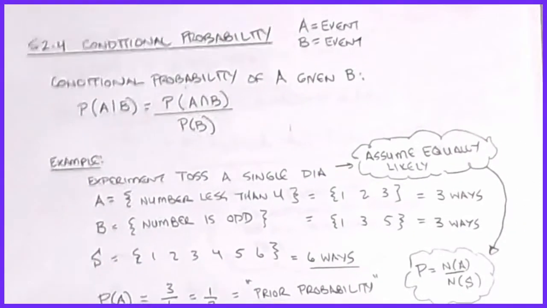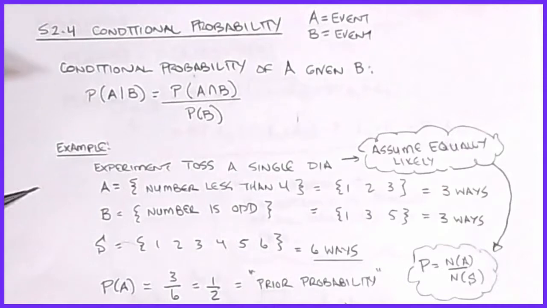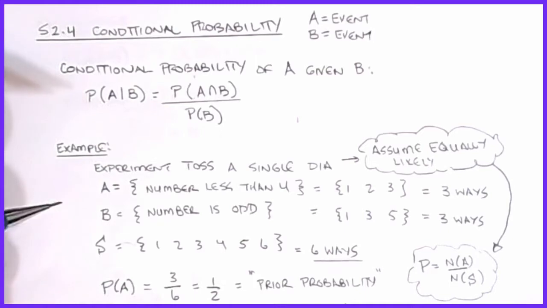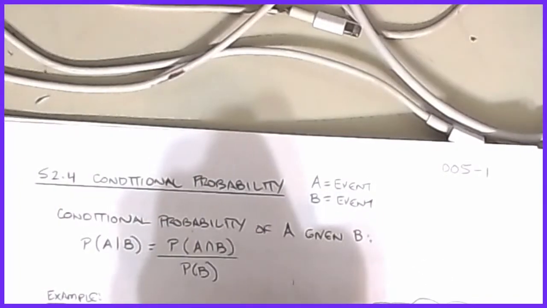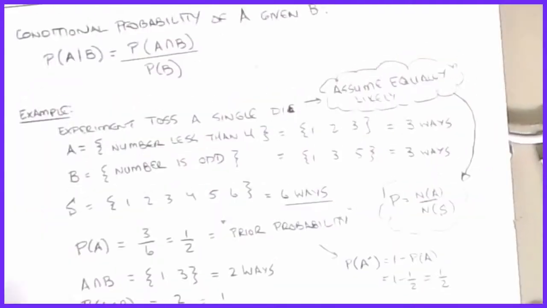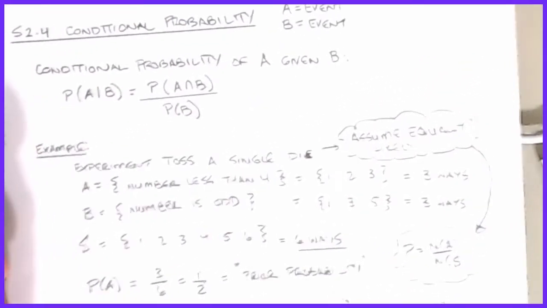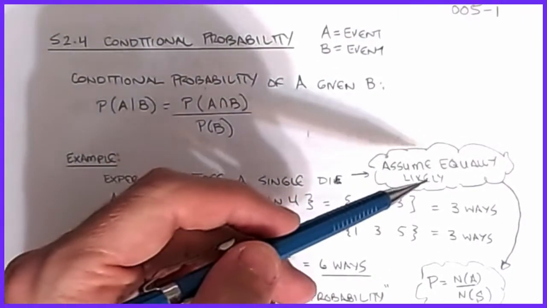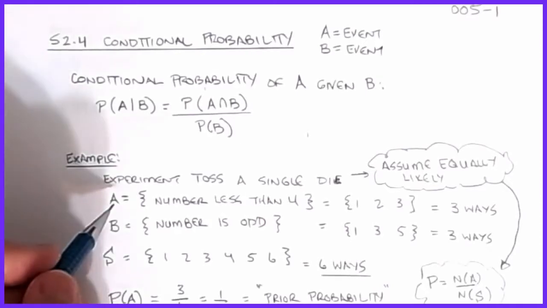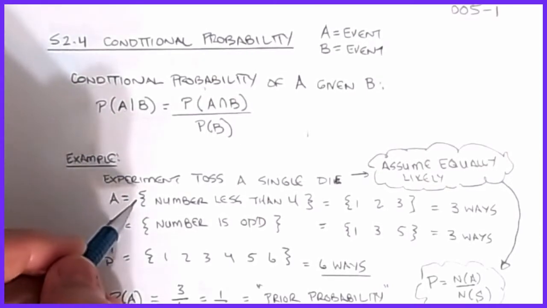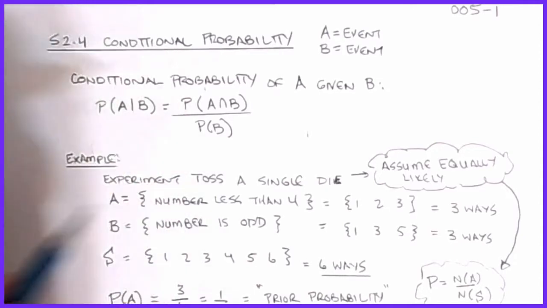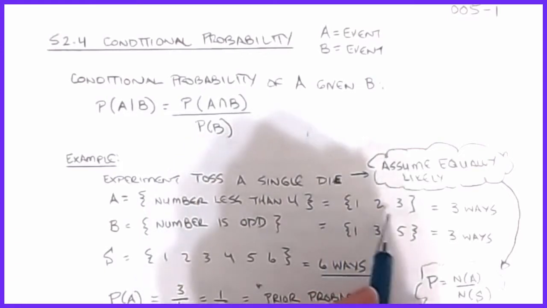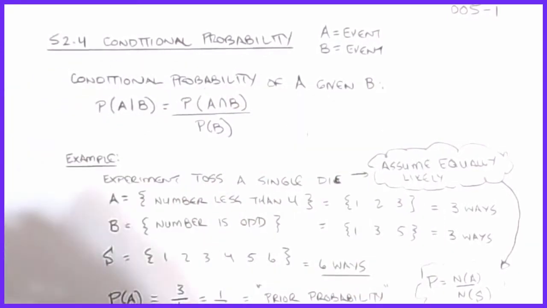All right, so just to give you an example. It's kind of a strange concept at first, but once you get the hang of it, it's pretty easy to work with. So our example is we're going to toss a single die. Again, some of the assumptions that we'll make are that we have equally likely outcomes. We're going to define event A as being the event where, when I throw a six-sided fair die, I get a number less than 4. For A, the outcomes that matter are the numbers 1, 2, and 3. So there are 3 ways that this event can happen on a six-sided die.